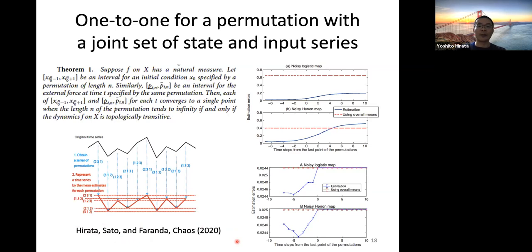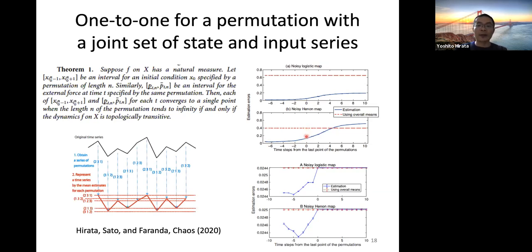Eventually, if we specify a permutation, we can narrow down the possibility of the state. Therefore, we can estimate the state corresponding to the time interval of the permutation. Here the length of the permutation is 8. This is one edge of the permutation, and here is the other edge. For the time interval corresponding to the permutation, we can estimate the state value better than just using the simple mean as an estimate, shown by the red dashed line.